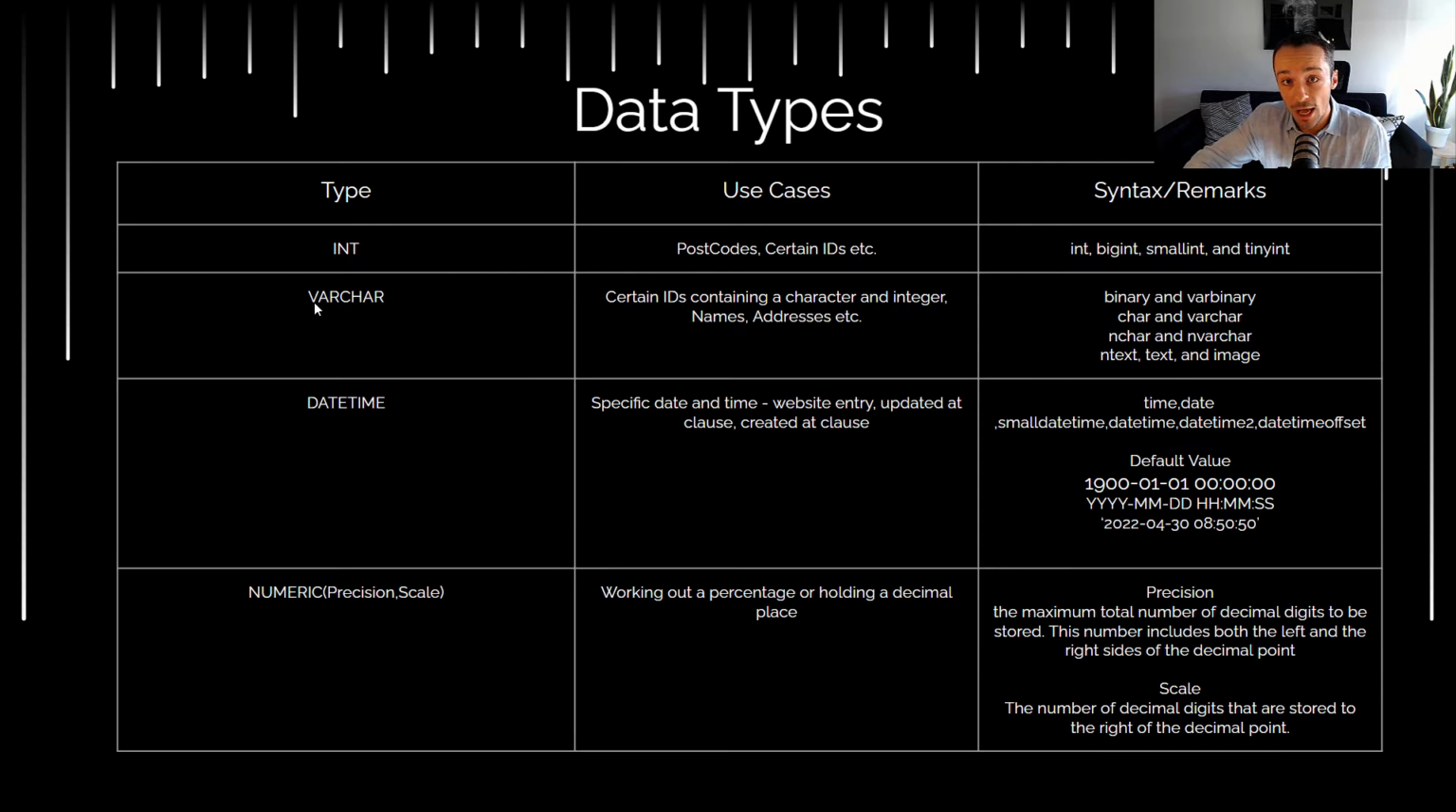Now, varchar is a commonly used data type. I use varchar quite frequently. The beauty of varchar is that it's alphanumeric, so it can hold numbers and characters, essentially. And these are all the different types of, if you will, string, because it is from the string family. These are all the different variations: binary, varbinary, etc.